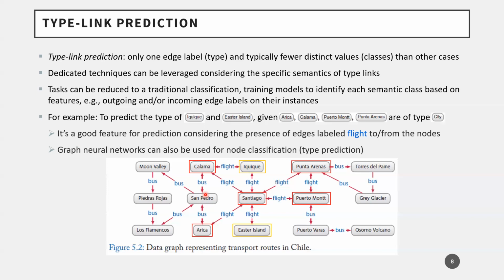For example, we predict the type of the nodes Iquique and Easter Island, given that the nodes Arica, Calama, Puerto Montt, Punta Arenas, and also San Diego are of the type city. Then we should predict the type for Iquique and Easter Island.